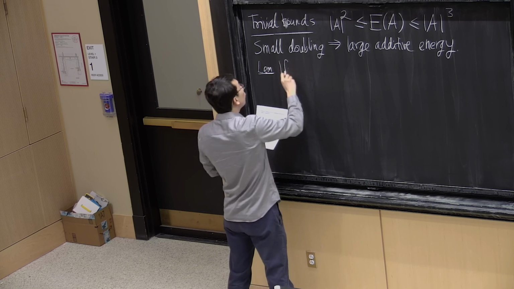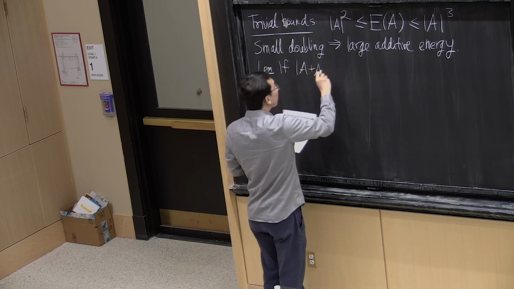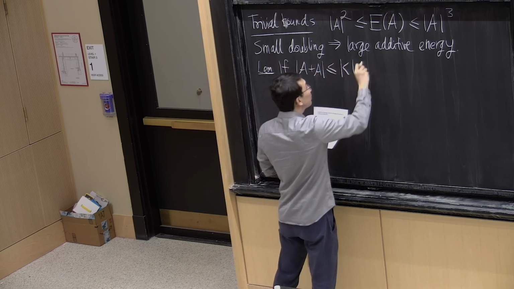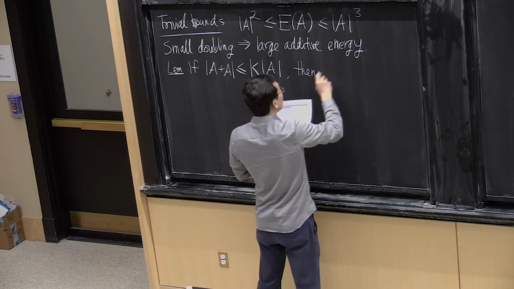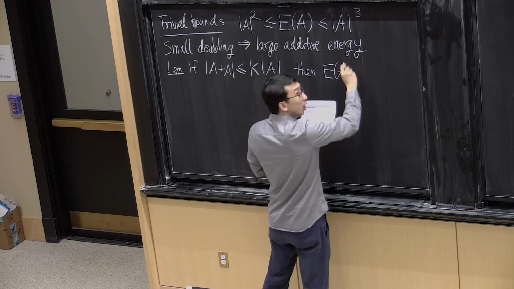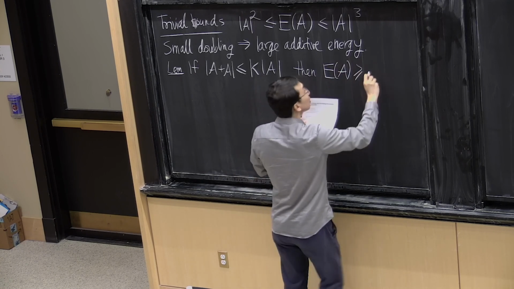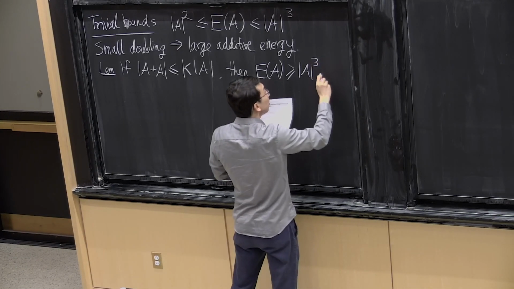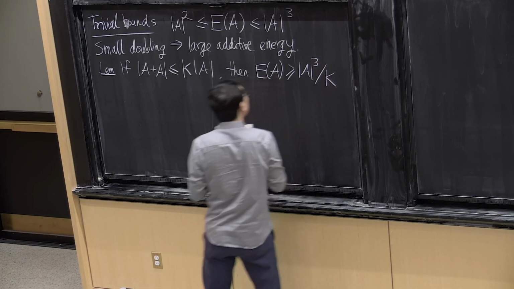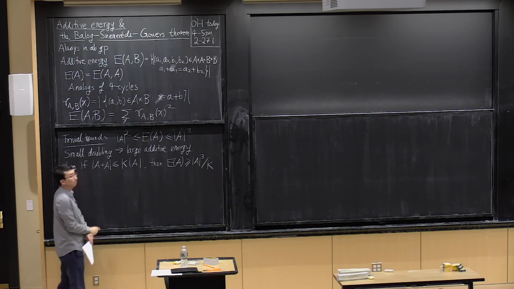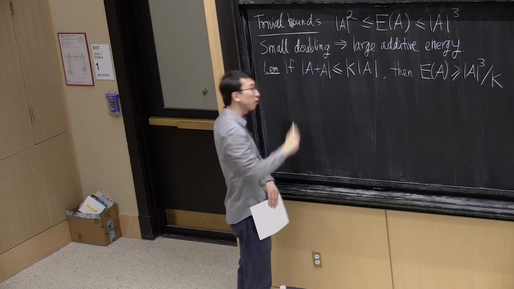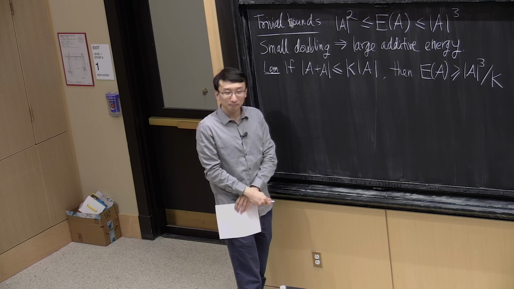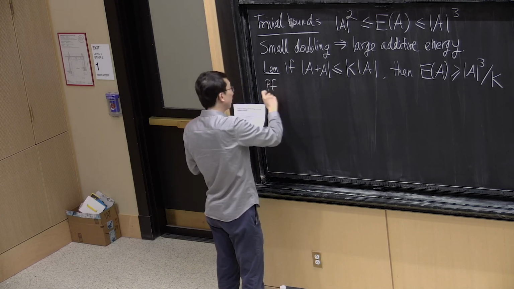Well, if you have small doubling, if the size of A plus A is at most K times the size of A, then it turns out the additive energy of A is at least the maximum possible, which is A cubed, divided by K. Okay, so that's within a constant factor of the maximum. It's pretty large. If you have small doubling, then large additive energy. Right, so let's see the proof.